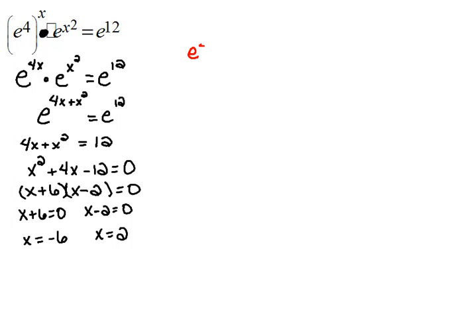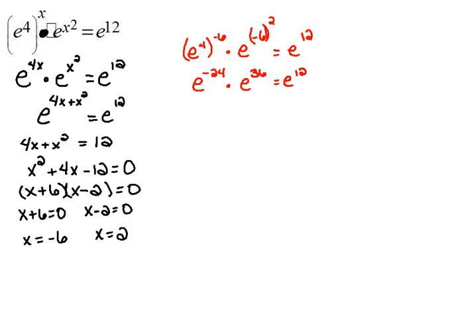Here we would have e to the 4th raised to the negative 6 times e to the negative 6 squared equals e to the 12th. So e to the power to power, you would multiply, so that would be negative 24 times e to the x squared, or the negative 6 squared would be 36 equals e to the 12th. And now, multiplying like bases, you add the exponents, so that would be e to the 12th equals e to the 12th. So that checks. Our negative 6 is in fact an answer.